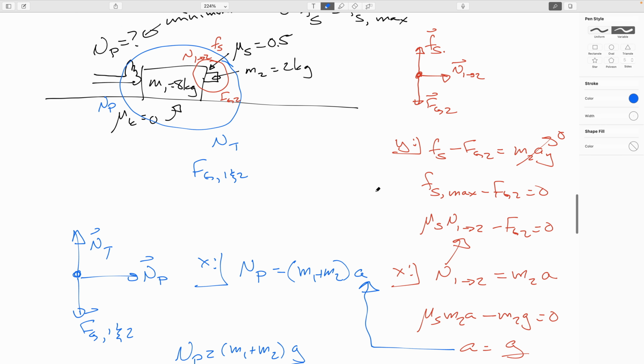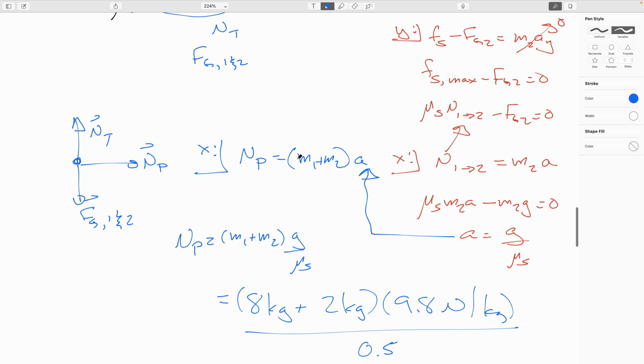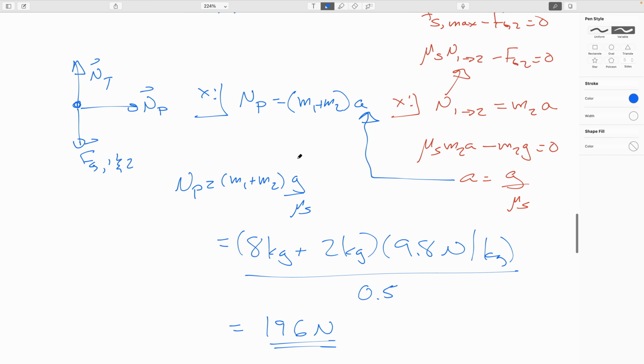Now you could do this by making the one system the 8 kilogram mass, the other system the 2 kilogram mass. And I invite you to do that. And you'll find that although the algebra is more tedious, you will get the same answer.